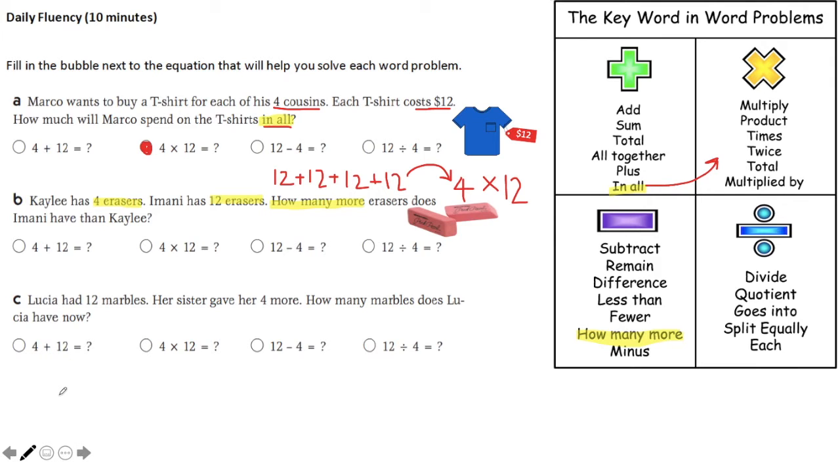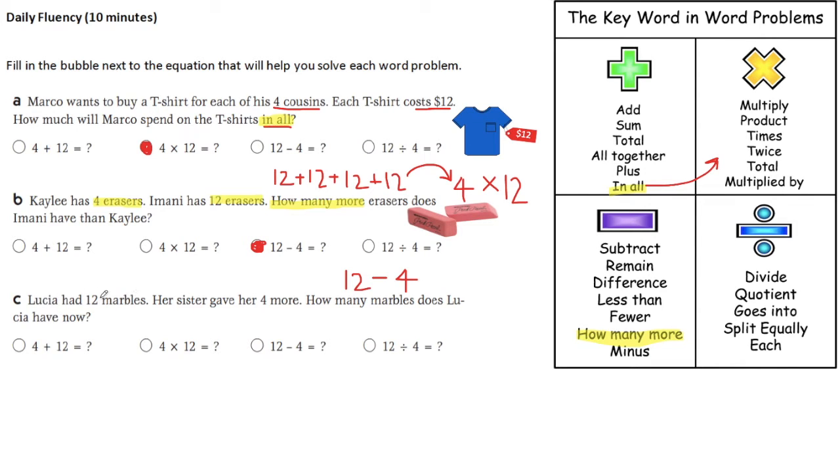Again, I'm going to write out the equation the way I think it should be, and then I'm going to look for that answer. So 12 minus 4. Do I see that answer anywhere? I sure do. 12 minus 4. That will give me my answer. Nice job. Okay, our last one.